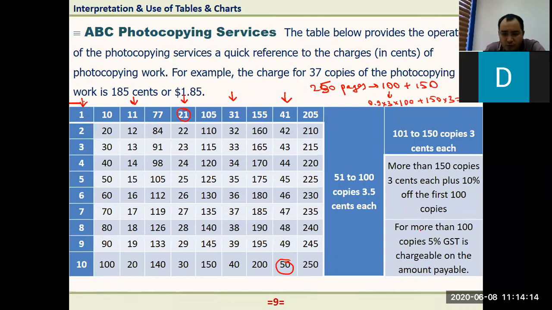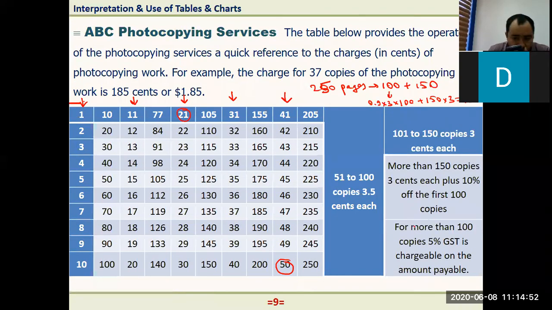And it says that for more than 100 copies, 5% GST is chargeable on the amount payable. So it is more than 100, but now we have to pay 5% GST. Okay, so now, for example, if I just evaluate this, 0.9 times 3 times 100 plus 150 times 3, that's equal to 720. This thing is 720, $7.20, right?